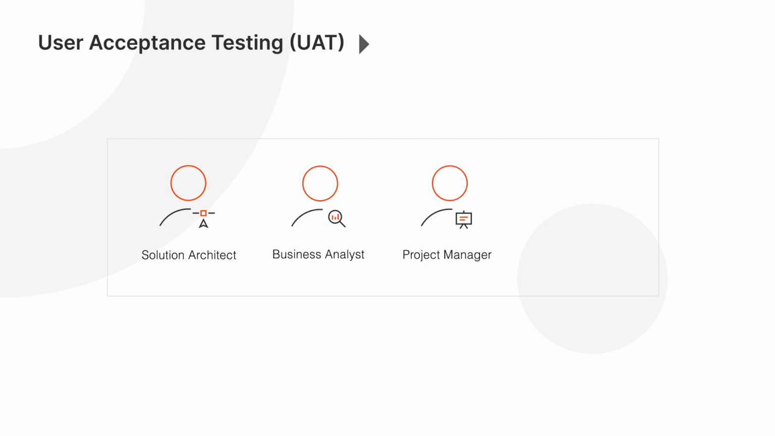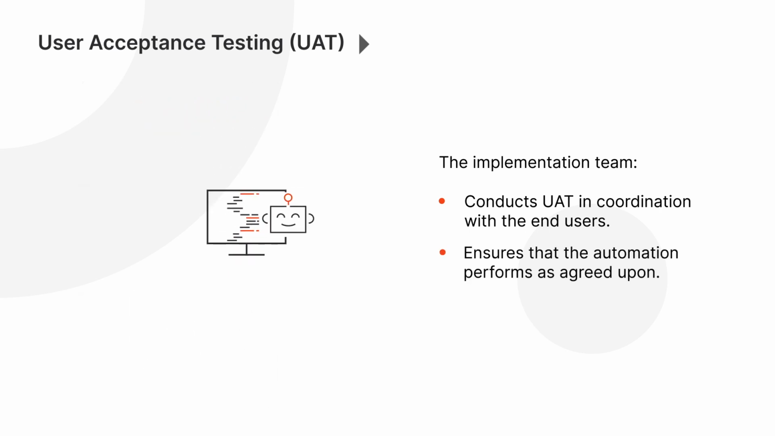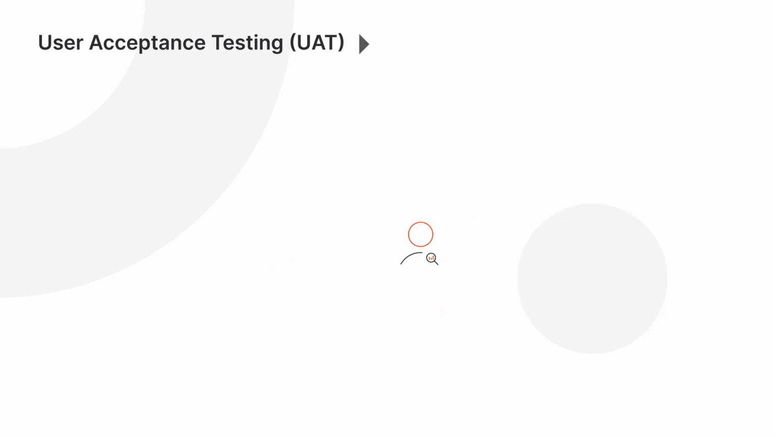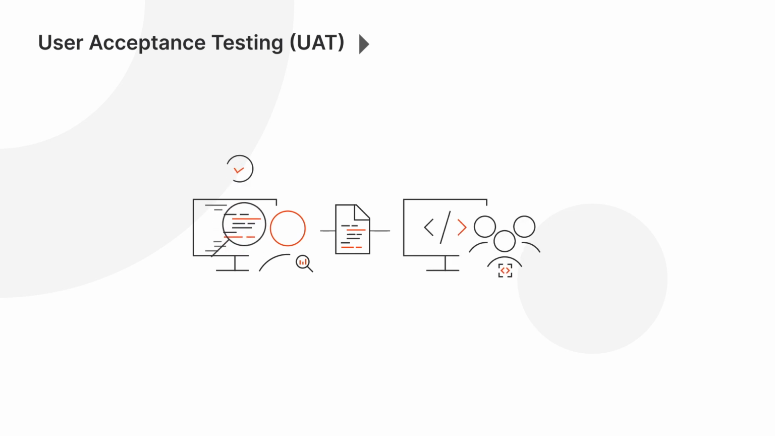The key people involved in this stage are the solution architect, the business analyst, the project manager, as well as the automation developers for bug fixing. The end user conducts UAT in coordination with the implementation team based on the UAT plan created and approved earlier. The bot in the pre-production environment runs all of the potential happy path and business exception scenarios. This is to ensure that the automation is performing per all agreed upon requirements. If there are any deviations from the expectations due to defects or bugs, the business analyst would log that and the automation developers would fix them.